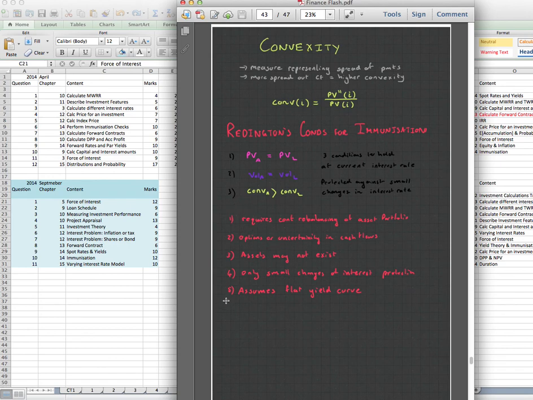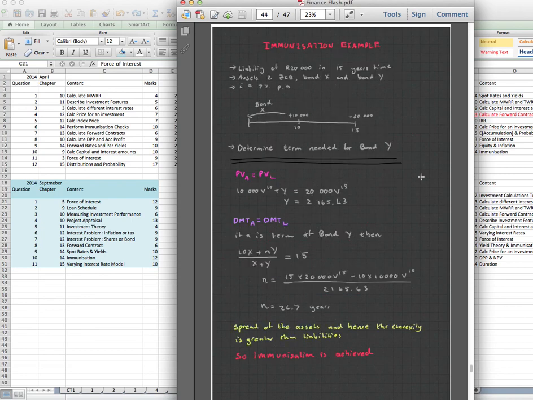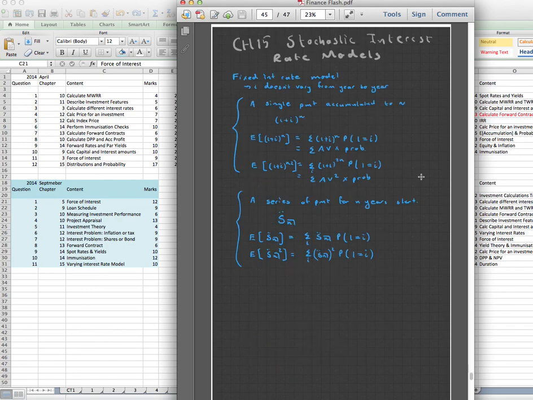These 5 reasons why Redington's is a bad idea or not perfect, I have not seen it being asked, but it might be worth learning just in case. Then I do a little immunization example. And finally we're on the last chapter, chapter 15. This is worth 10 marks. Sorry, my notes at this stage got very boring with just the theory. Do a few questions. It's not that difficult.